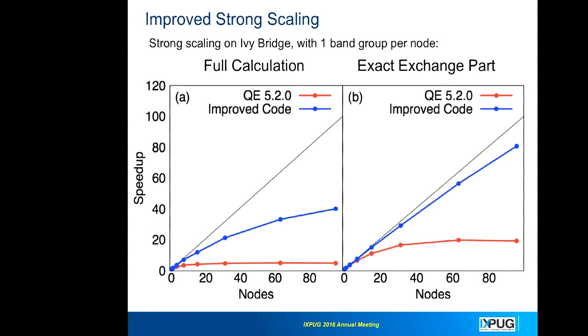Now, interestingly, if you just look at the strong scaling of the exact exchange part of the code, that's actually a fair bit better than the strong scaling of the calculation as a whole. So in other words, what that suggests is that if you want to further improve the scalability of Quantum Espresso, then really you've got to focus on everything outside of exact exchange.